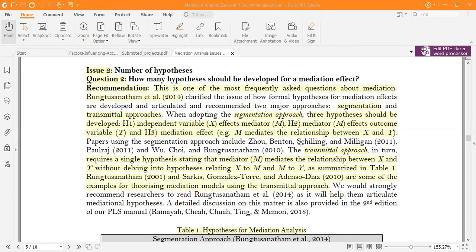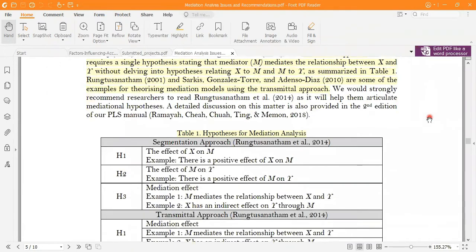Another approach is the transmittal approach. According to this approach, there is only one hypothesis. It requires a single hypothesis stating that the mediator mediates the relationship between X and Y, without delving into hypotheses relating X to M and M to Y. In the transmittal approach, you are required to use only one hypothesis instead of three.